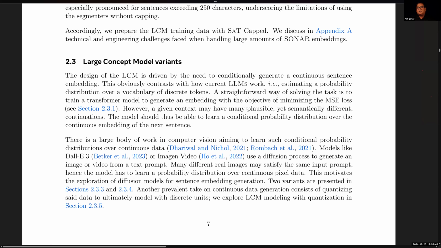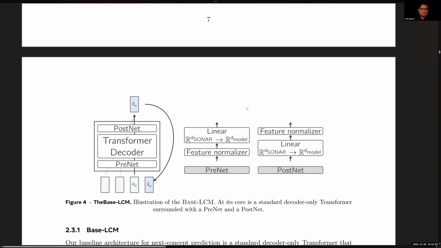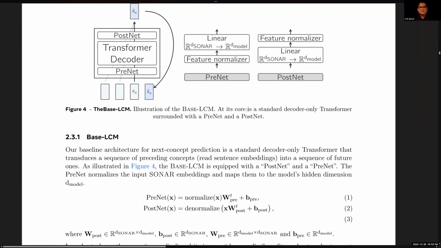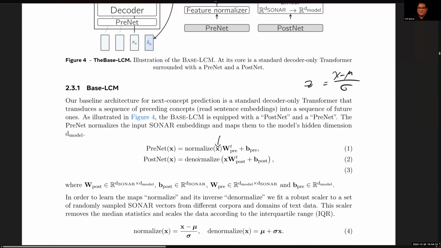Now, in this paper, they discuss 3 variants of how they go about doing large concept models. One is quite simple, the base one. It basically says, first take your Sonar encoder, and for each of the sentences, come out with a concept vector. And then you do a linear transformation. So there's a normalization operation. Normalization, by the way, is just (x minus mu) over sigma, what people call the z-score. So they do a normal scaling of that.